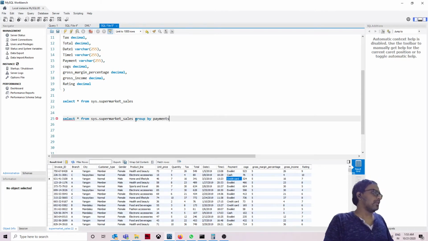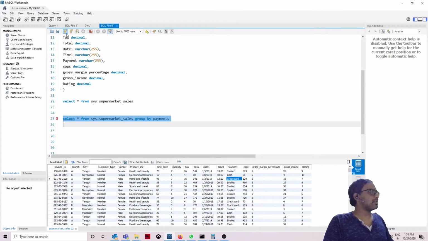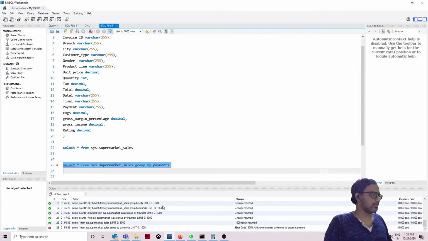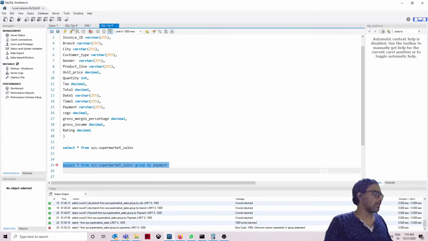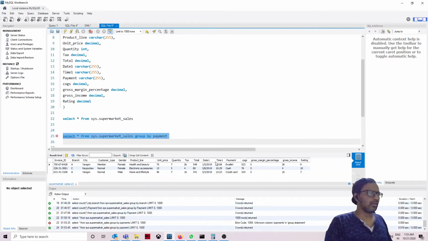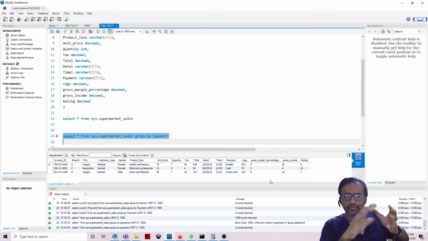Now if I run this, the result may not make much sense. Did you see? We got unknown. Okay, what is this? Payments. Oh, just payment, not payments. My bad. Now let me run this. We got very big data, right? Which won't make any sense, right? Now we are grouping by.